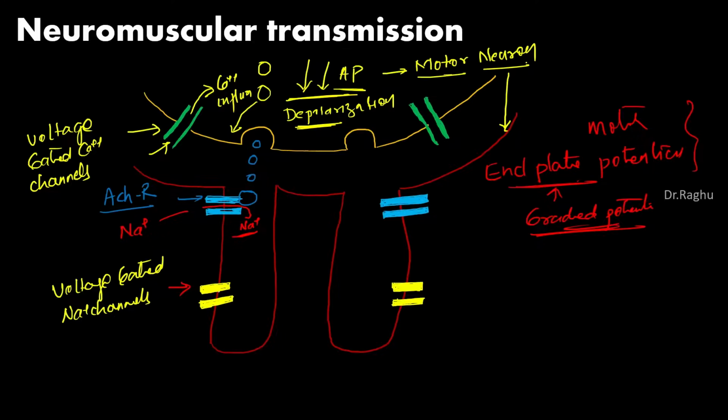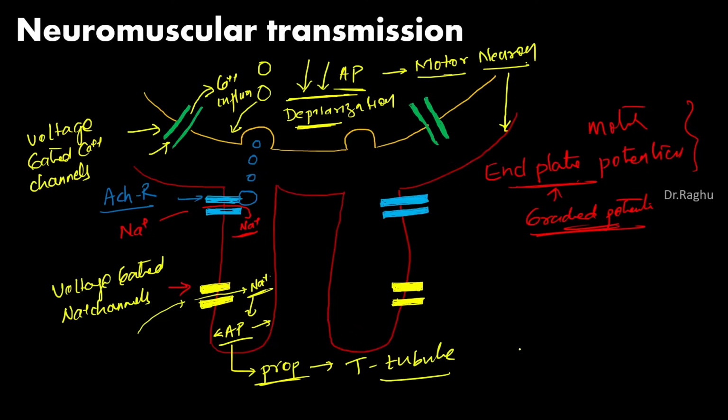Once there is opening of the voltage sensitive sodium channels which are present deeper down in the subneural cleft, there is going to be influx of sodium again, and this influx of sodium is going to cause generation of the action potential in the sarcolemma. Once the action potential is generated on the skeletal muscle membrane, there is going to be a rapid propagation of this action potential, and this action potential is also going to reach a structure called the T tubule. Once it reaches the T tubule, there is going to be a calcium influx into the muscle, and this is going to trigger the muscle contraction.